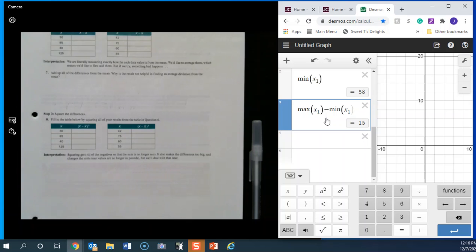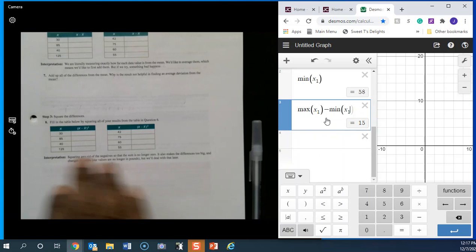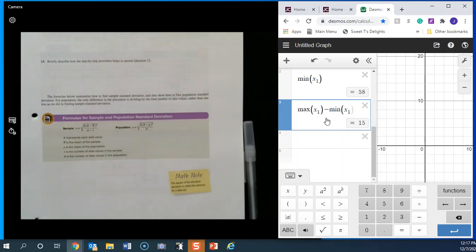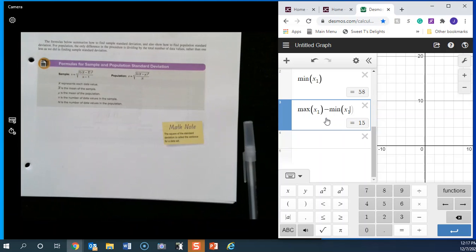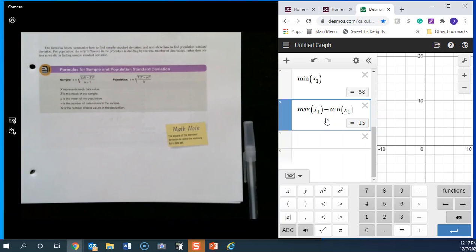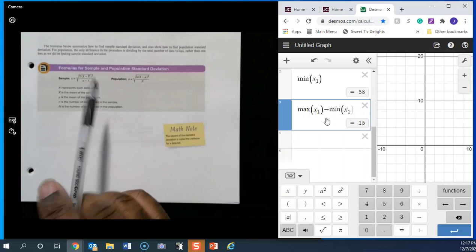Now listen, what we're going to do now, we're actually not going to go over this next page because we are going to cover a lot of this in the next lesson. So we're actually going to flip over to page 394. And we're going to look at the formula down here at the bottom. It says formulas for sample and population standard deviation. Now it tells us what each of these values are defined as.